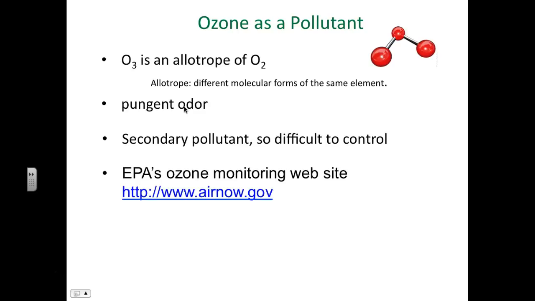O3, which is ozone, is an allotrope of O2, oxygen. An allotrope is a different molecular formula of the exact same element. So another allotrope of oxygen would be like O5, but I don't think there really is such a thing. But you get the idea. Ozone has a very pungent odor and is a secondary pollutant, so it's very, very difficult to control.